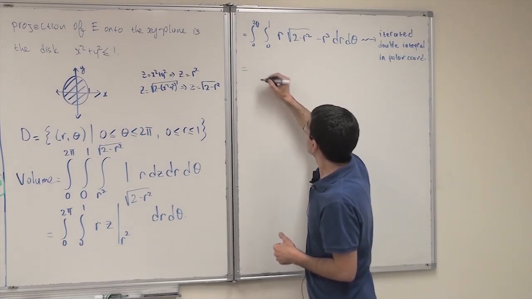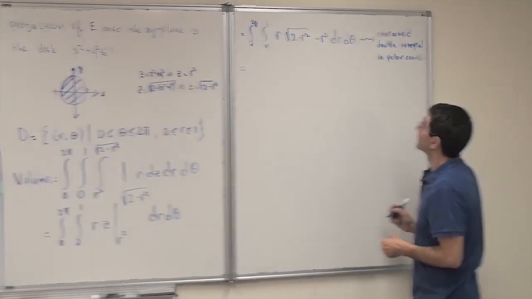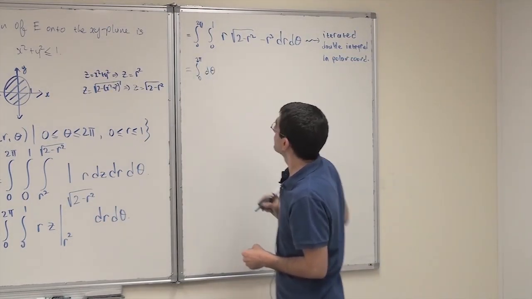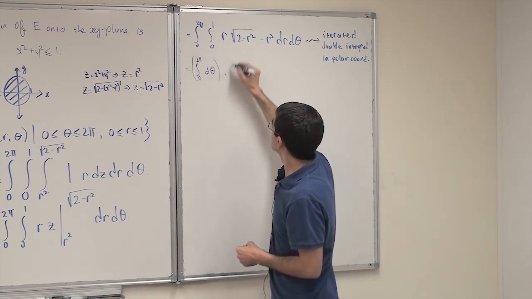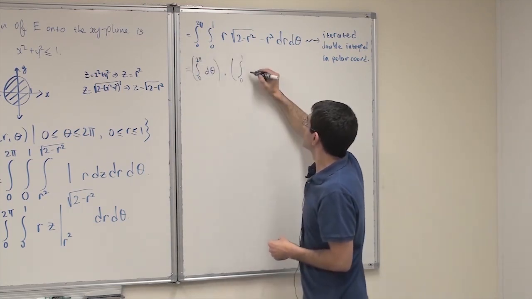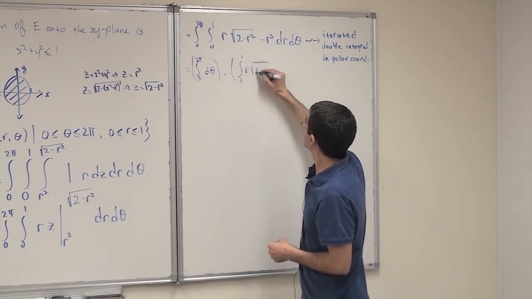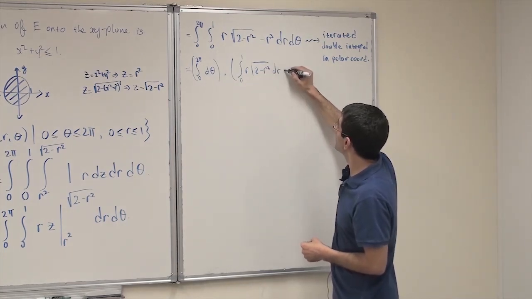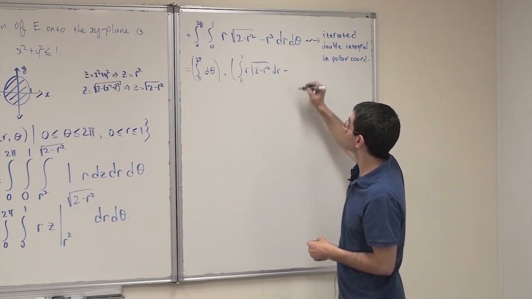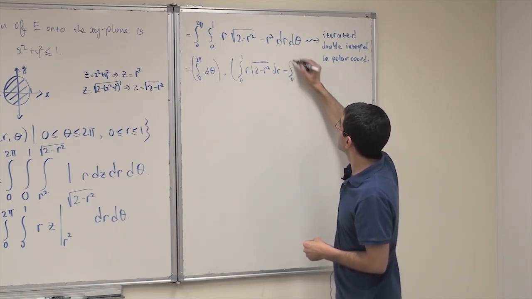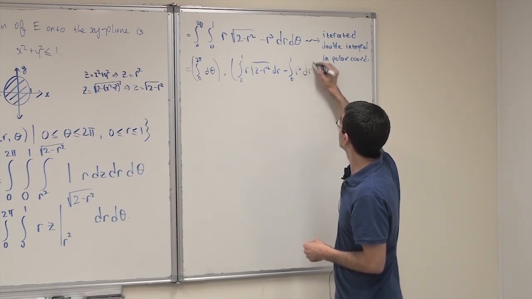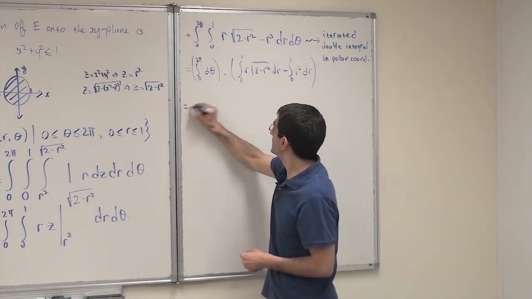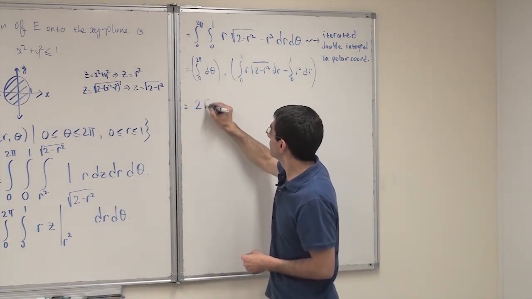So, to evaluate this double integral, we can separate the variable r from variable theta. We have one integral from 0 to 2 pi d theta times the other integral 0 to 1 of r times root of 2 minus r squared minus r cubed. And to evaluate with respect to r, I'm going to separate it into two integrals. The first one is r root of 2 minus r squared, and the other one is r cubed. Okay, so the integral with respect to theta is going to give us 2 pi.